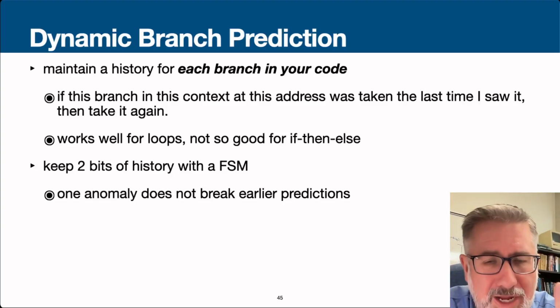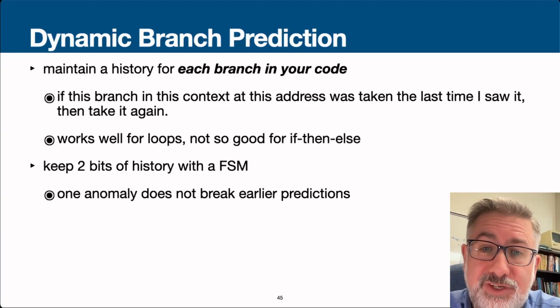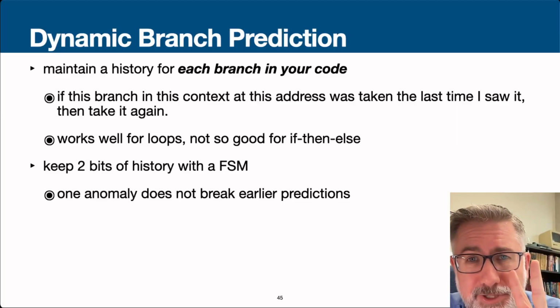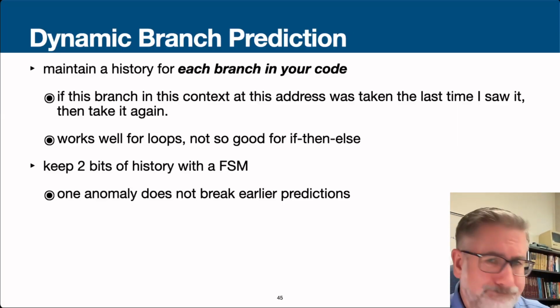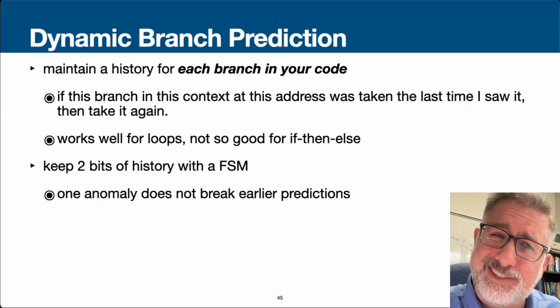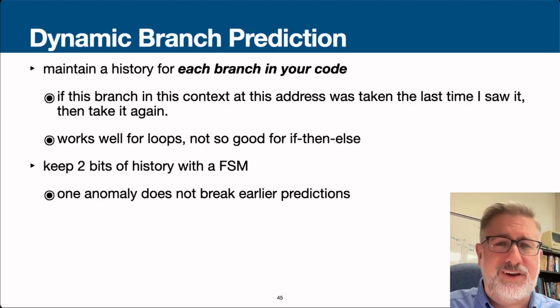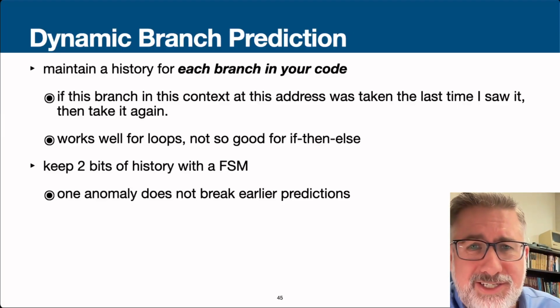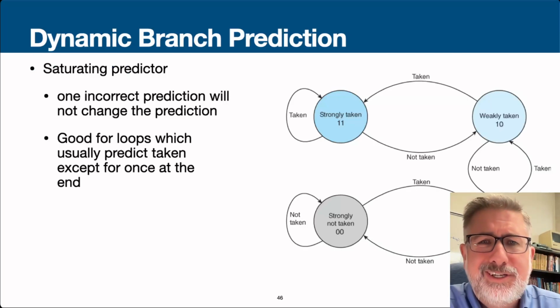So the way we're going to do this in the examples in this video is with a 2-bit branch prediction finite state machine. We know how to build finite state machines. Why shouldn't we throw in a finite state machine for any number of branches that we encounter? What could go wrong? Here's what it looks like.